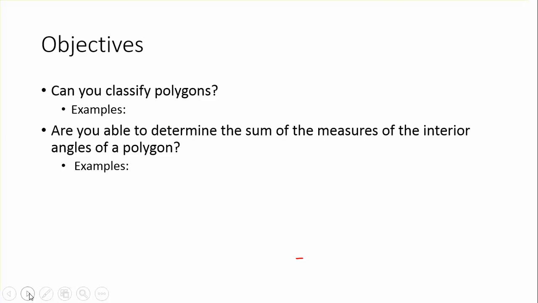So we can now classify polygons. We looked at some examples, I believe it was numbers 1 through 3. And then examples 4 and 5, we were able to determine the sum of the measures of the interior angles of a polygon.